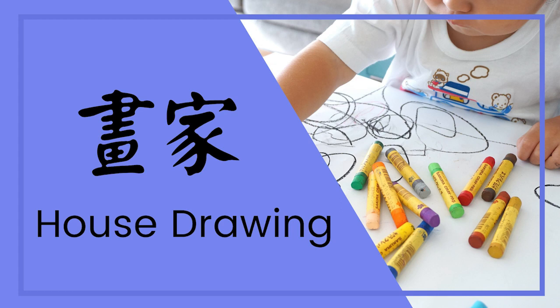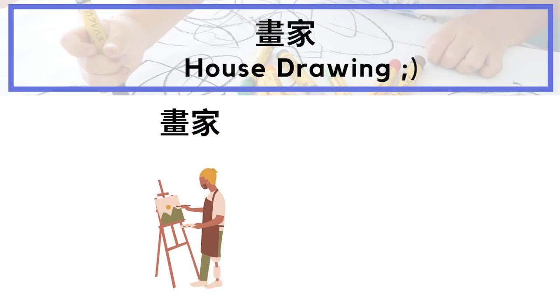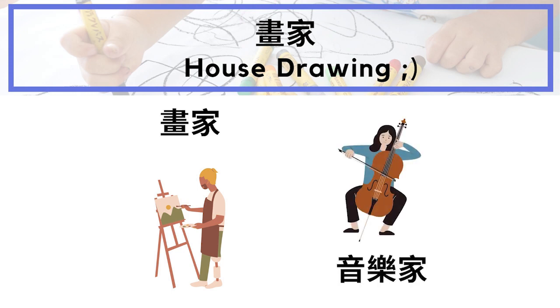Today we're going to talk about the lyrics for 画家, house drawing. Actually, this title has a little bit of a play on words here, because 画 literally means drawing or art, and 家 has multiple meanings. It can mean house or home or family. It can also mean somebody who is something. So like an artist would be a 画家. A musician would be a 音乐家, and so on and so forth.